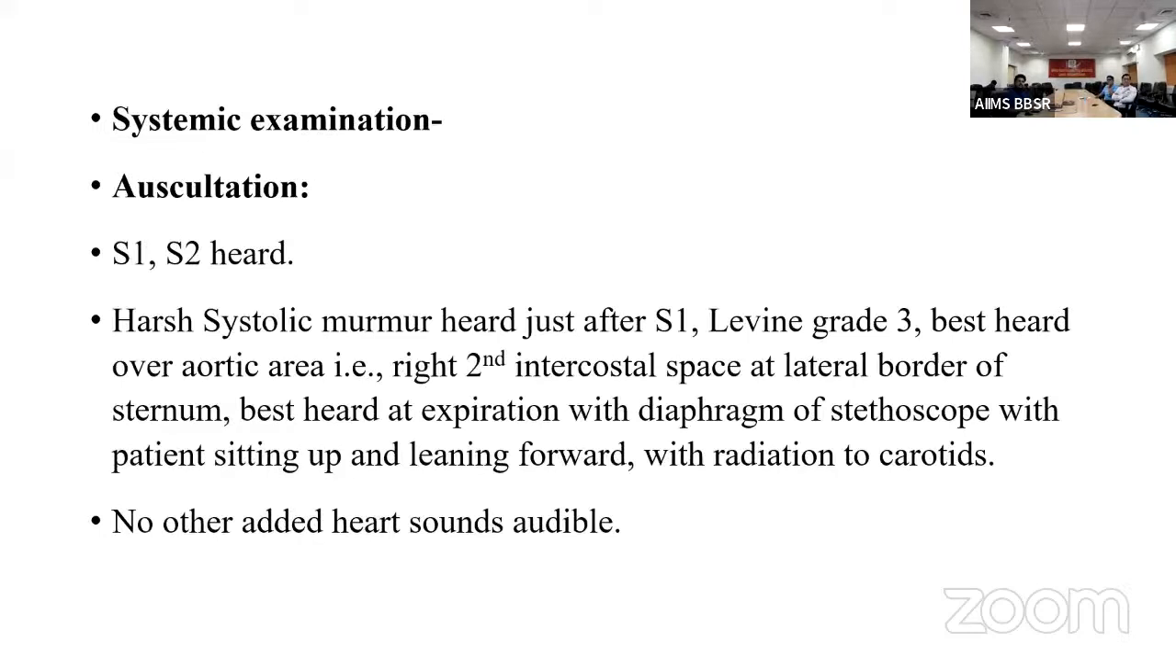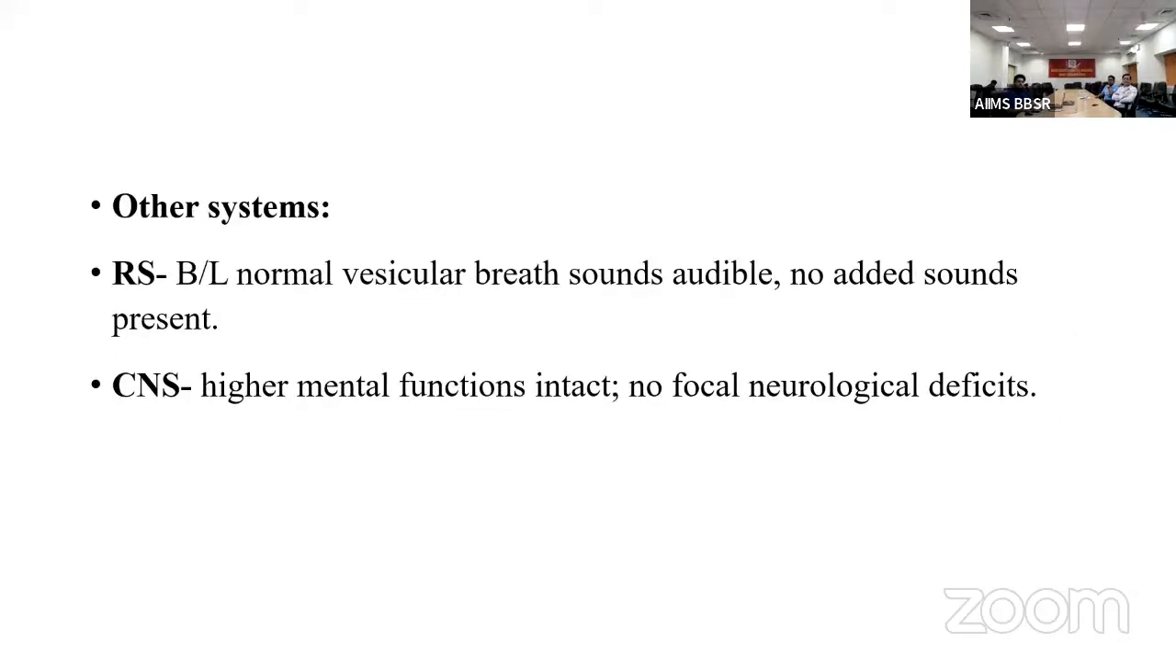Now coming to the systemic examination. On auscultation of cardiovascular system, S1, S2 heard. Ejection systolic murmur heard just after S1, which is of Levine grade 3, best heard over aortic area, that is right second intercostal space at lateral border of sternum. Best heard at expiration with diaphragm of stethoscope, with patient sitting up and leaning forward, with radiation to carotids. No other added sounds audible.